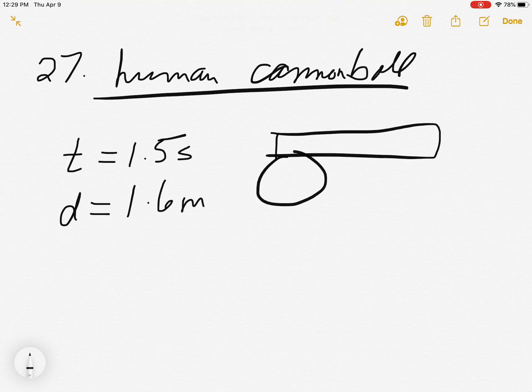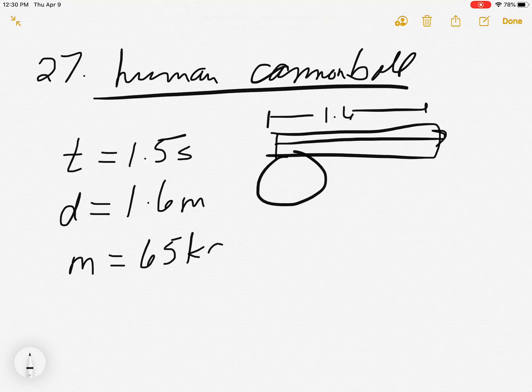So that means if you're in a cannon, here's your cannon, it's 1.6 meters, and you shoot out of the cannon, you've traveled 1.6 meters in 1.5 seconds. Then it says the mass of this circus performer or human cannonball is 65 kilograms, and they want you to find the force.